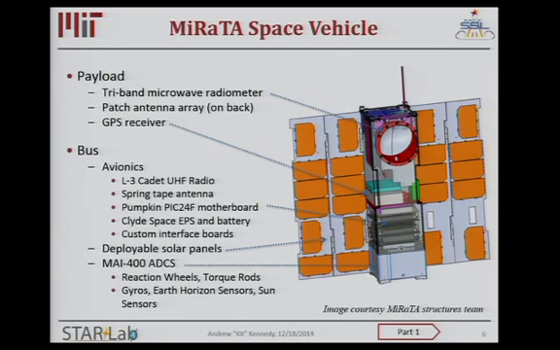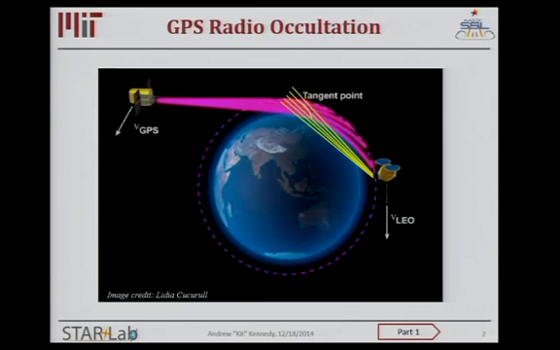And then we have deployable solar panels, and finally a unitized ADCS module from Maryland Aerospace Incorporated. Basically it has reaction wheels, torque rods, gyros, earth horizon sensors, sun sensors, all kind of incorporated into one unit. So it reduces kind of the complexity of our development process for the bus.